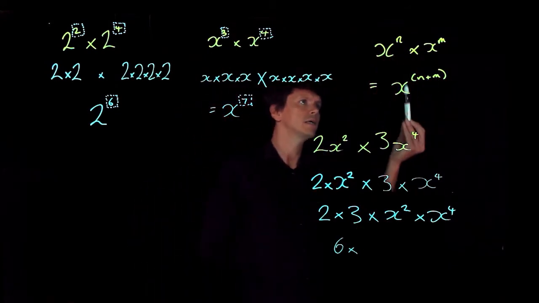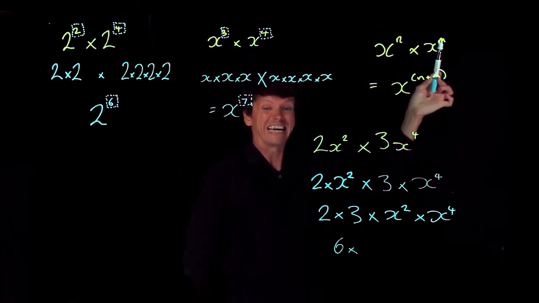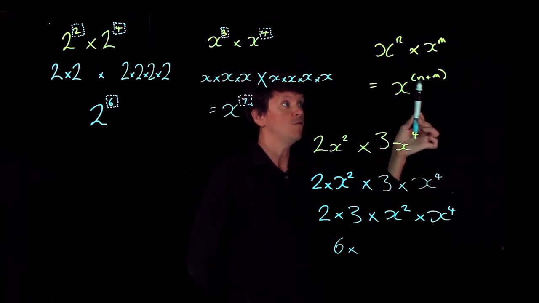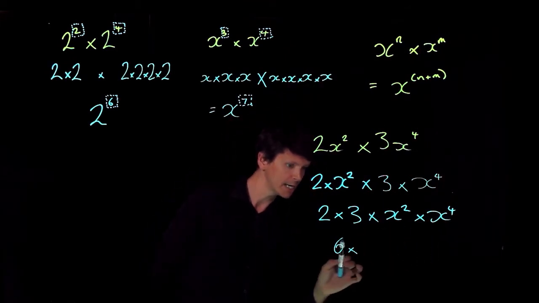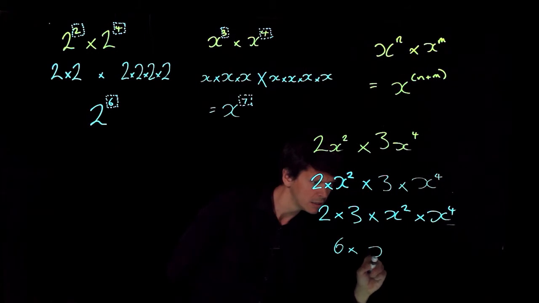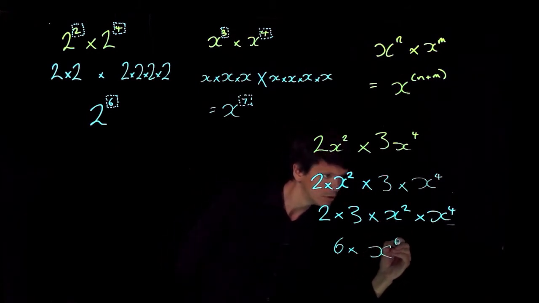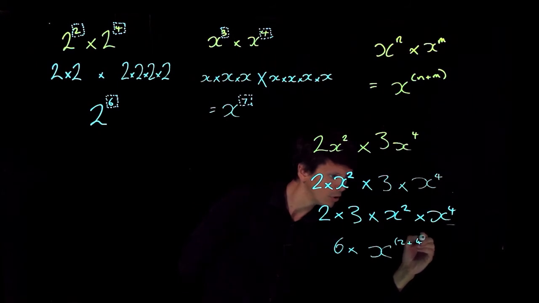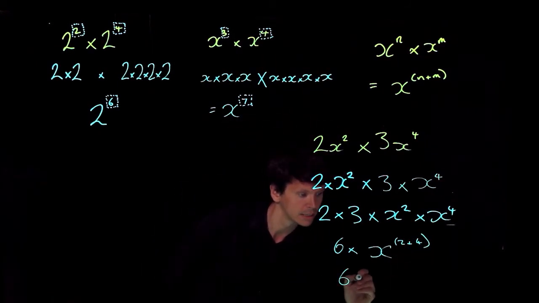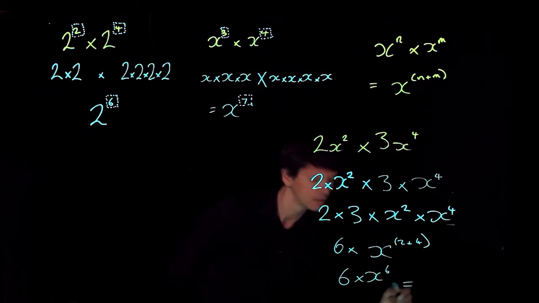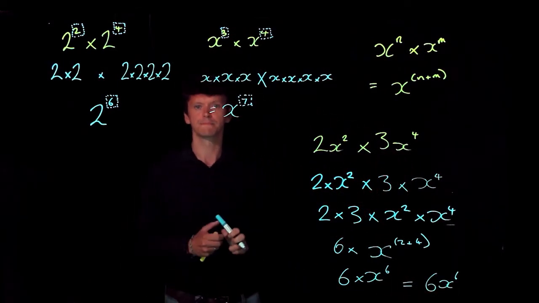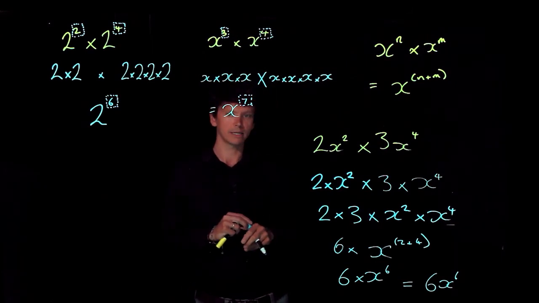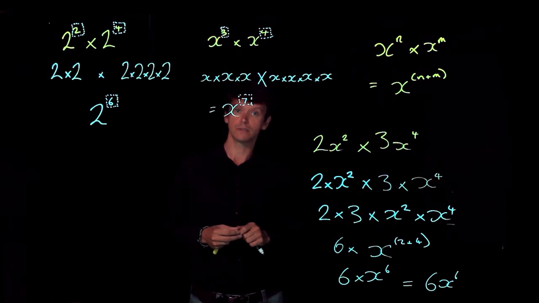Well, if we go up here, x to the power of something times x to the power of something else is x to the power of those two indices added. So let's put that into practice down here. We've got 6 times x to the power of 2 plus 4, or 6 times x to the power of 6. We don't need that times sign. So 6x to the 6. And that's how we handle multiplying numbers and algebra with indices.